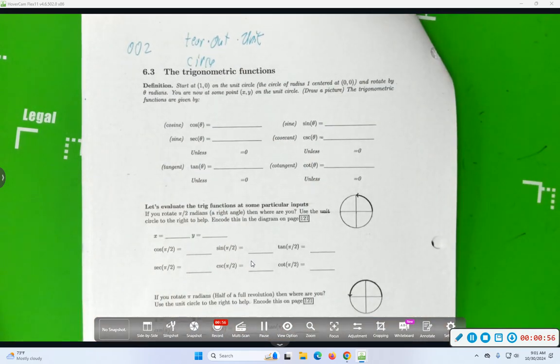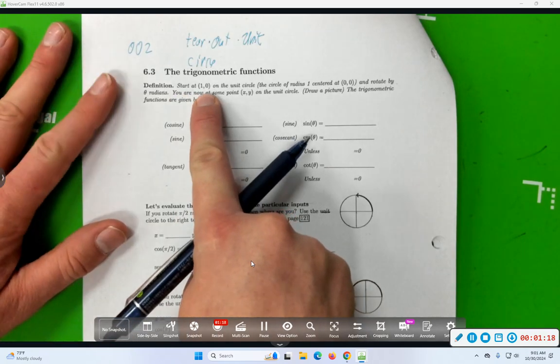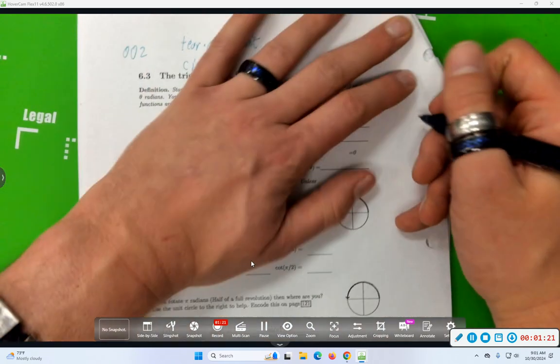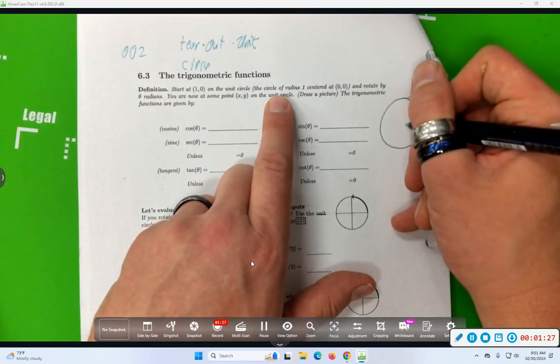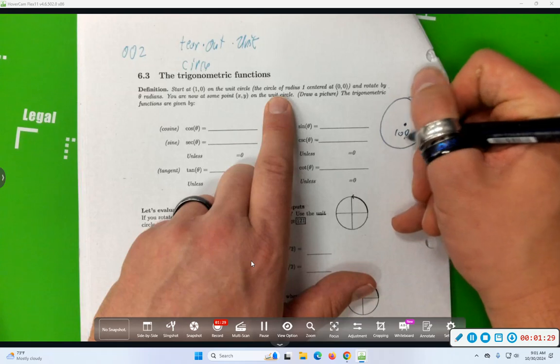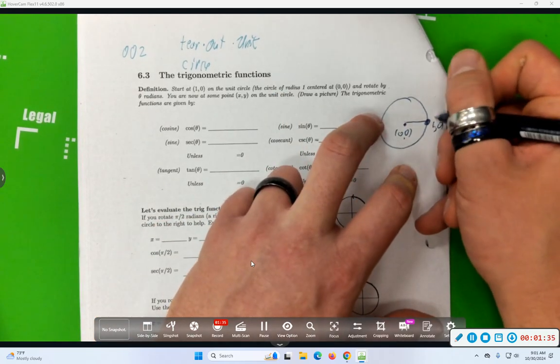So remember, a function is any rule that's well-defined that starts with some input and gives you an output. And it should be well-defined. If I give two different people the same inputs and the same instructions, they should be able to give me the same output values. So let's write down some set of instructions and see how they look. Step 1, start at the point (1, 0) on the unit circle. So there's the unit circle. That is the circle of radius 1 centered at (0, 0). So there's the center, (0, 0). We're going to start at the point (1, 0).